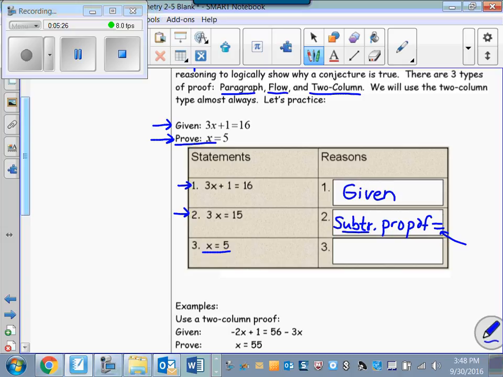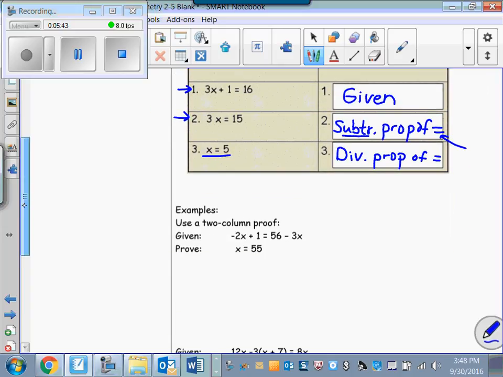How did we get to that statement from step number 2? Well, we divided both sides by 3, right? So the division property of equality is the reason that we can say x equals 5. All right, that's a pretty simple little proof.